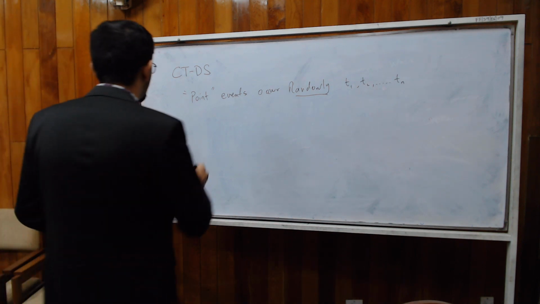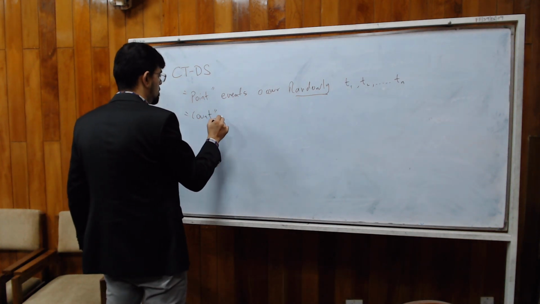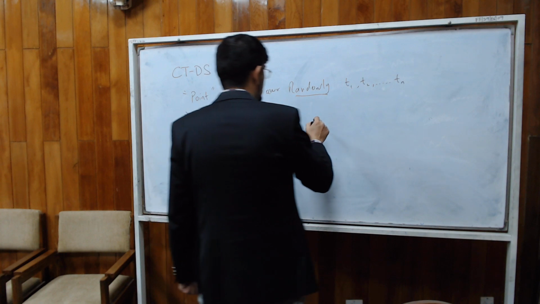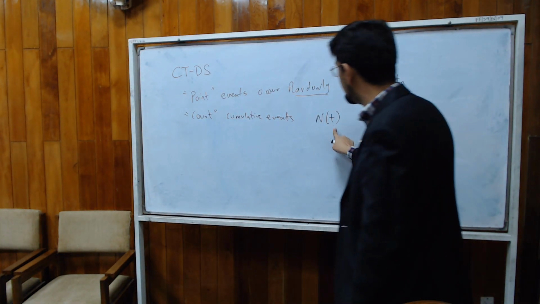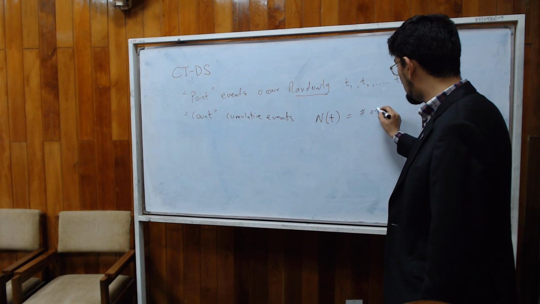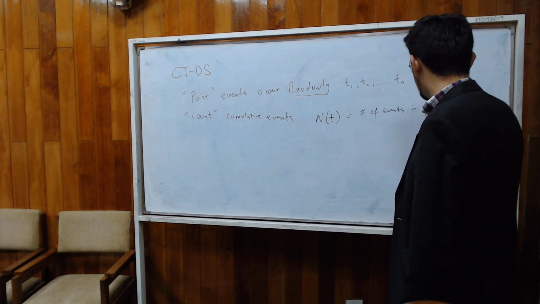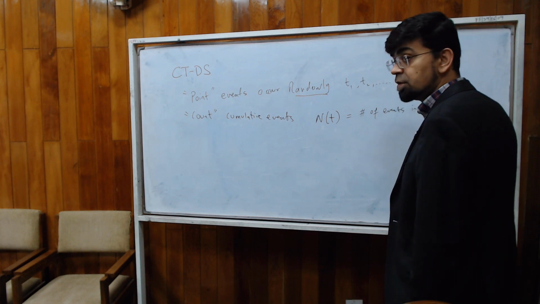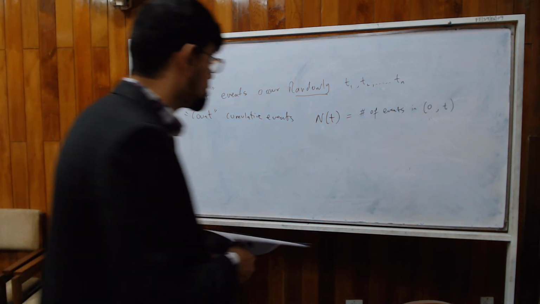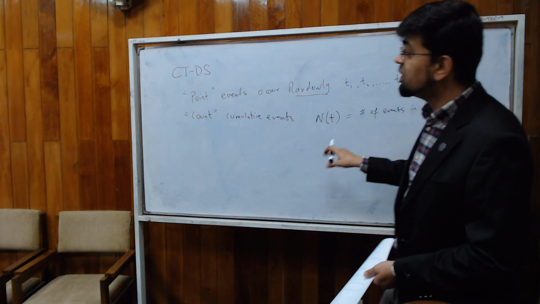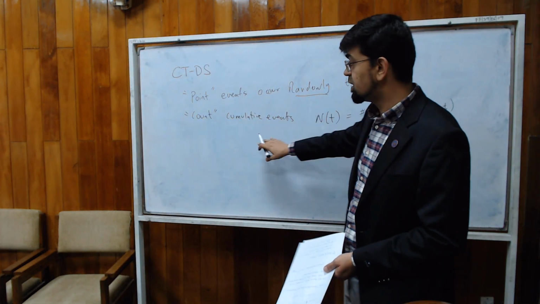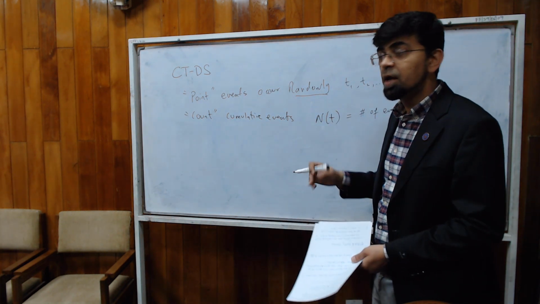What does that mean? We count cumulative events. So I say that at any time t, I have a counter N(t) which counts the number of events in 0 to t. In this time, whatever events occurred, I keep a count of this. So that's where the whole name point and counting processes comes in. There are point events, and we keep a count of their cumulative sum.